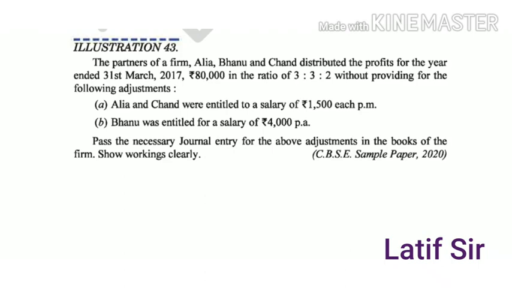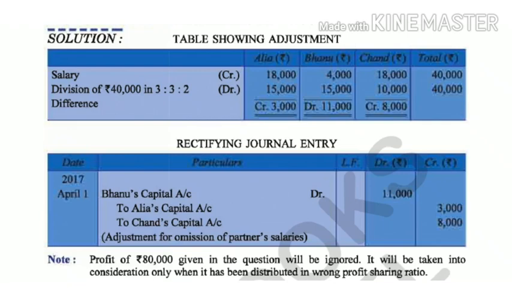So what does the question say? The question says that there are three partners and they have a profit of rupees 80,000 for the year ending 31st March 2017, and the profit sharing ratio is 3:3:2. Now this profit they have already shared without providing the following appropriations or adjustments. Number one, Alia and Chand were entitled to a salary of 1500 per month, that is in a year, 1500 into 12, 18,000 each. Similarly, Bhanu was also entitled to a salary of 4000 per annum. So these were not given, and before that, the whole profit was distributed.